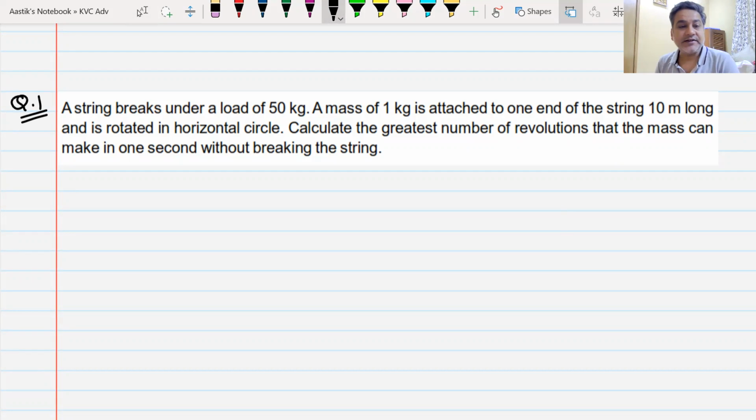A string breaks under a load of 50 kgs. A mass of 1 kg is attached to one end of the string, 10 meters long, and is rotated in a horizontal circle. Calculate the greatest number of revolutions that the mass can make in 1 second without breaking the string. Let's see if you can give me this answer. You have 2 minutes to do this. Do it fast.